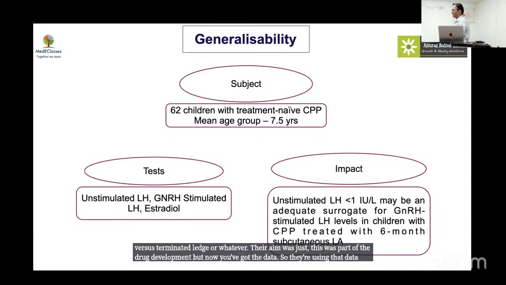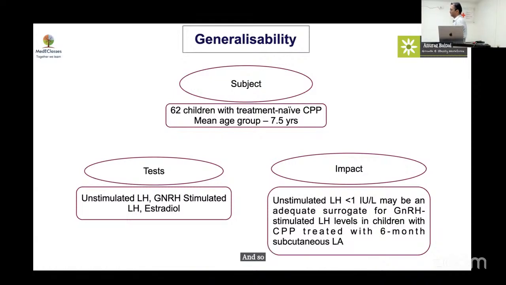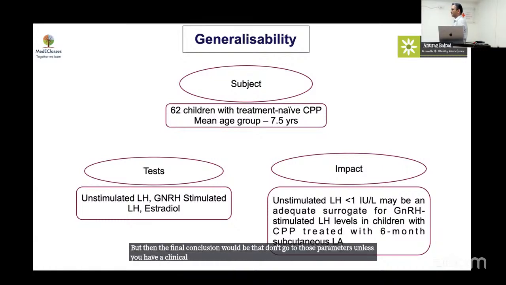The problem with these studies is that they are not adequately powered to assess those differences. So this clearly is something which is going in an intuitive fashion. But then the final conclusion would be that don't go to those parameters unless you have a clinical doubt.